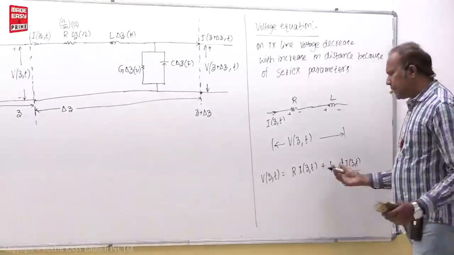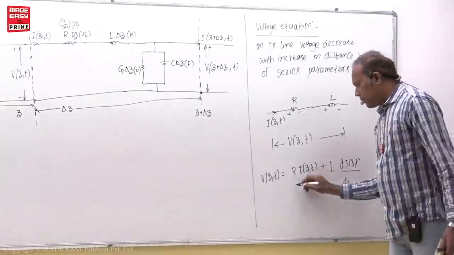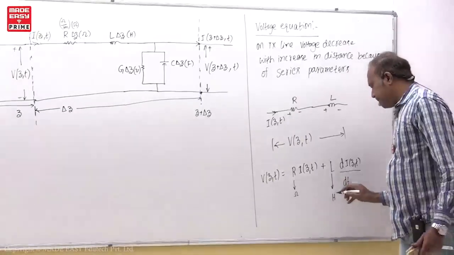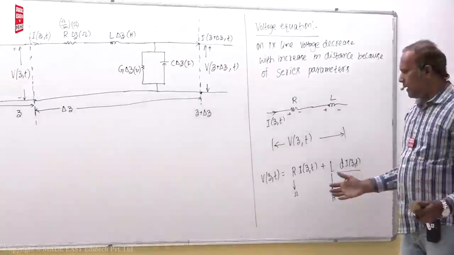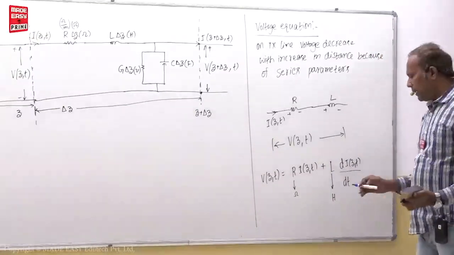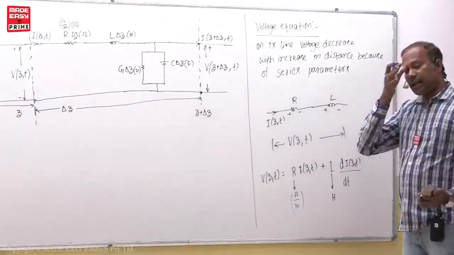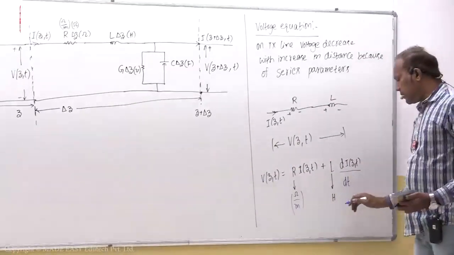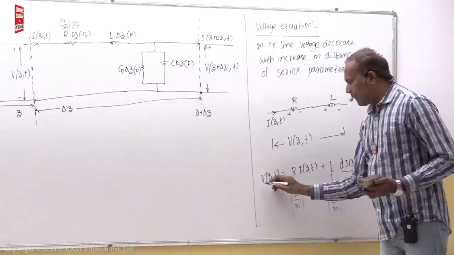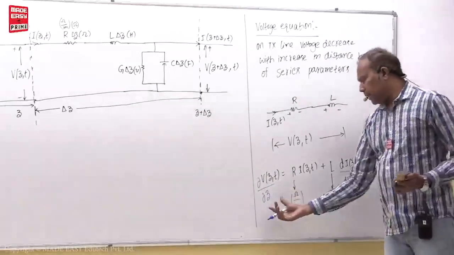This is network theory. In network theory, R is in ohms and L is in henry, and this is voltage, so this is correct in network theory. But in EM theory, R is the series resistance per meter length, and L is also the series inductance per meter length. So that is why per meter should come, and the effect is dou by dou z, because per meter is there.